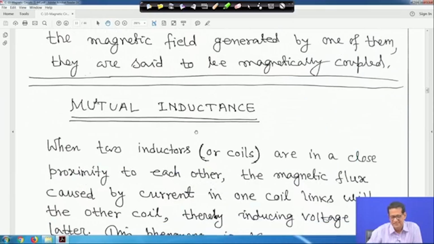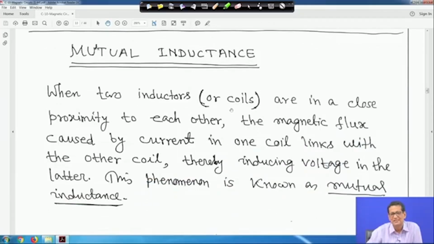Now, mutual inductance. When two inductors or coils are in close proximity to each other, the magnetic flux caused by current in one coil links with the other coil, thereby inducing voltage in the latter, and this phenomenon is known as mutual inductance. We will see this later in the circuit diagram. That means, when two coils are in close proximity, the flux caused by current in one coil links with the other coil, inducing voltage in it. This phenomenon is known as mutual inductance, right.